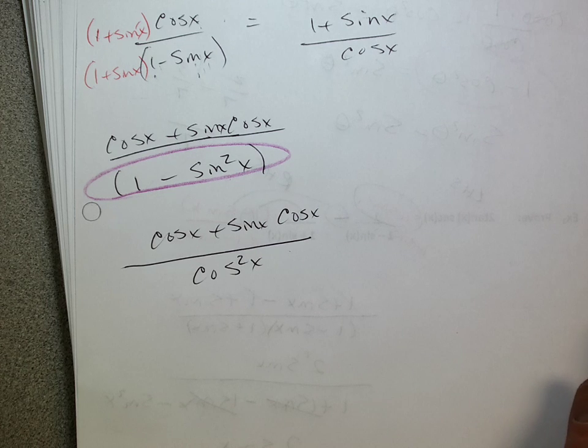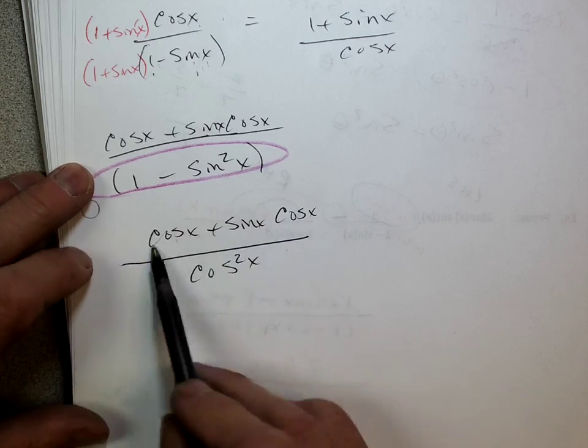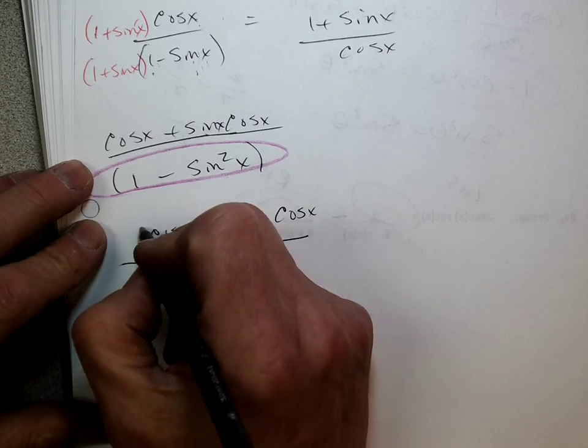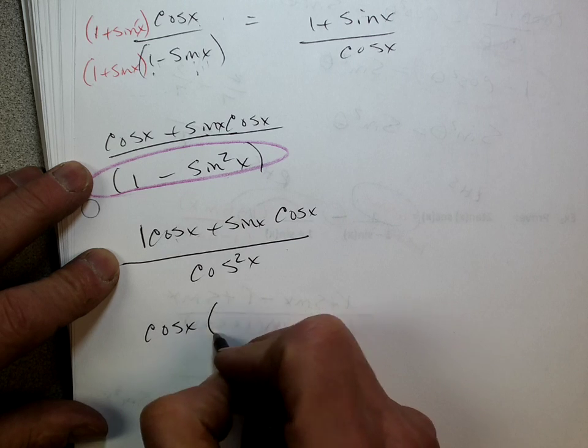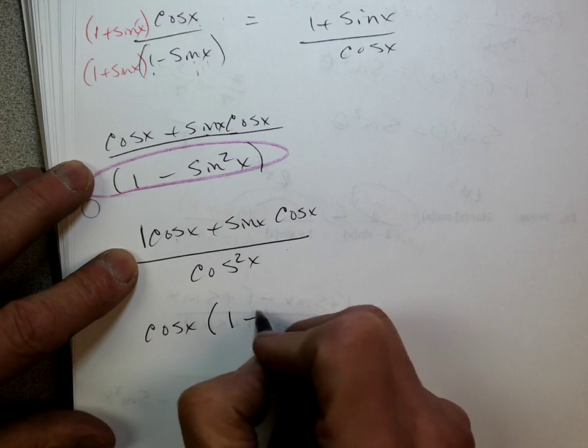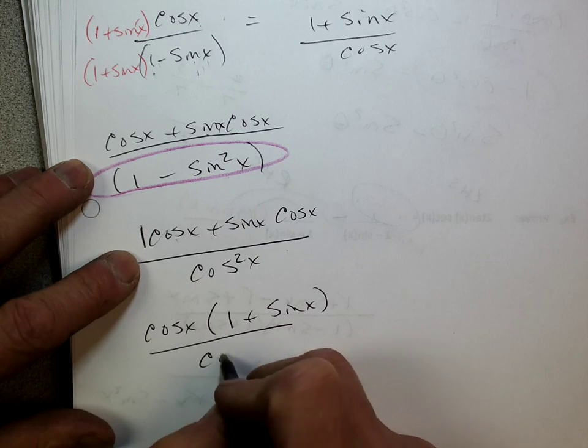Yes, you are so right. I'm going to do it differently. You are 100% correct. Let me do it differently. I'm going to common factor out a cosine. So if I put a 1 here, you'll see the 1. If I common factor a cosine of x, I will have a 1 plus a sine of x over a cosine squared of x.